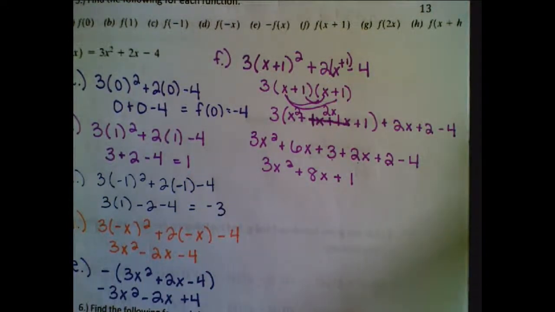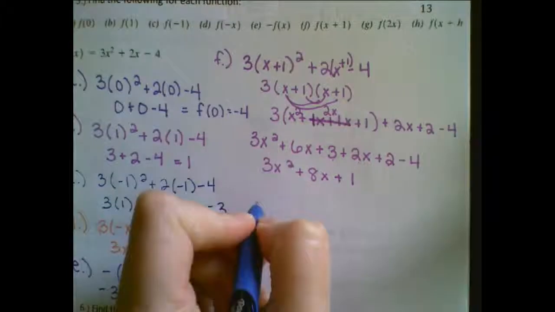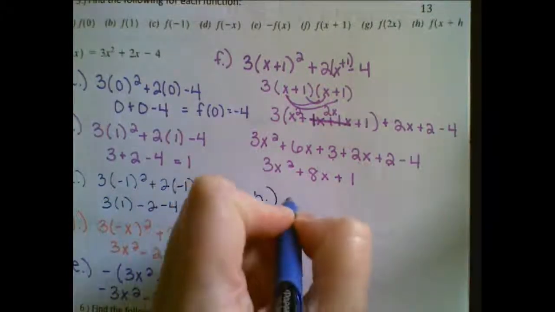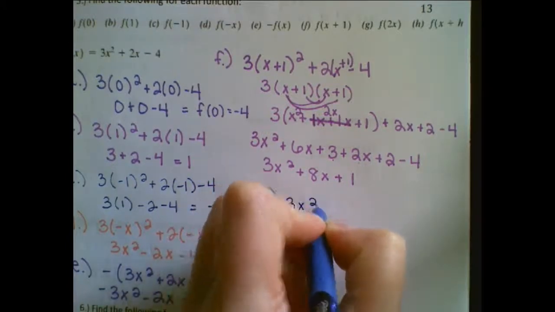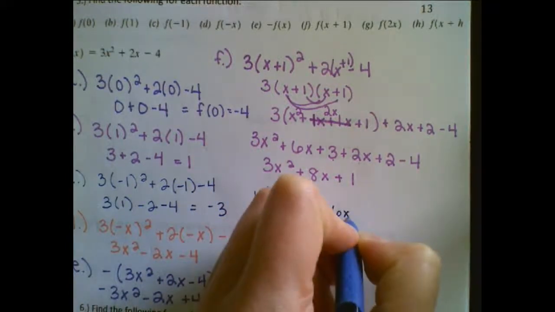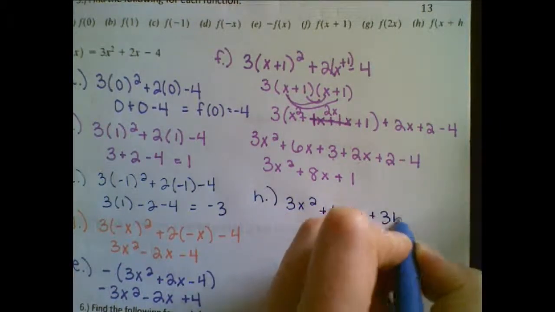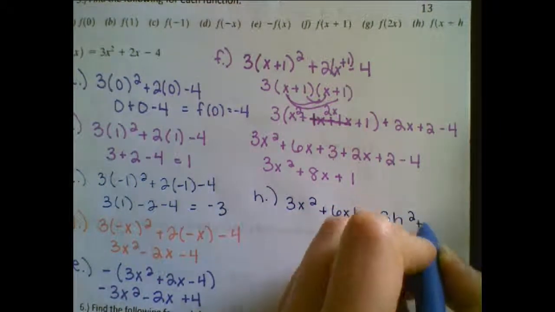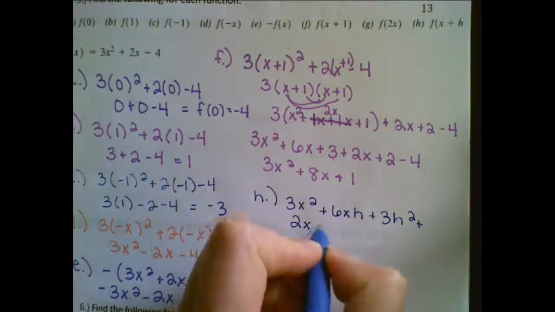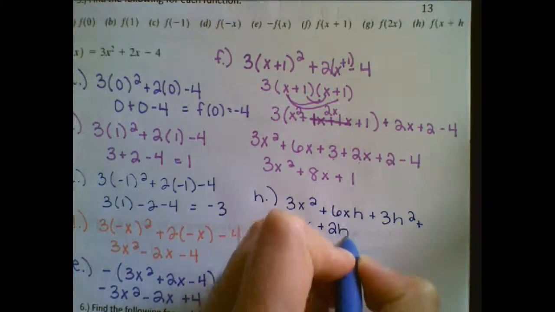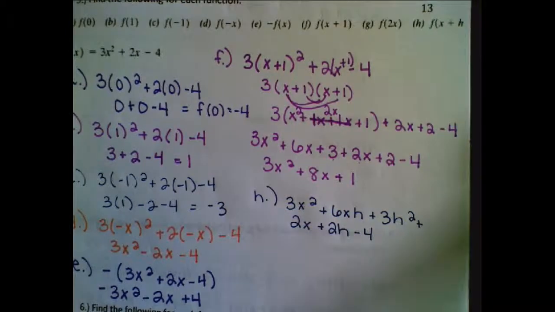Okay. That would be very similar to H, so I am not going to do H. I'll give you the answer for H. The answer to H would be 3x squared plus 6xh plus 3h squared plus 2x plus 2h minus 4.